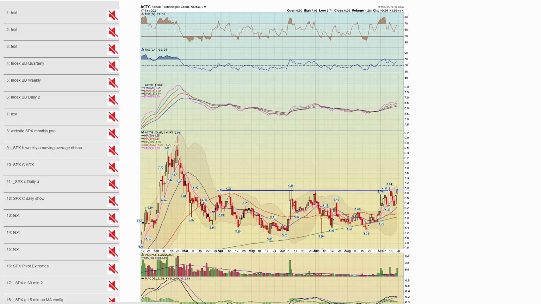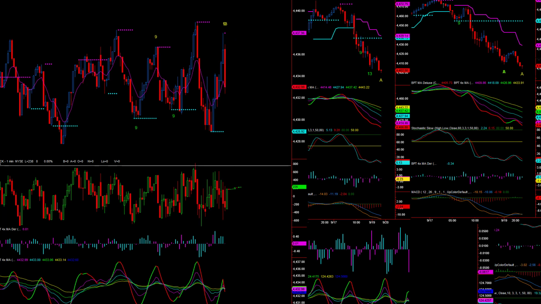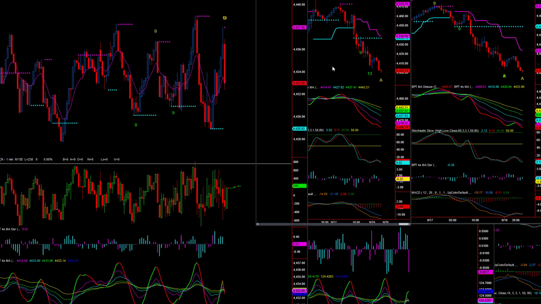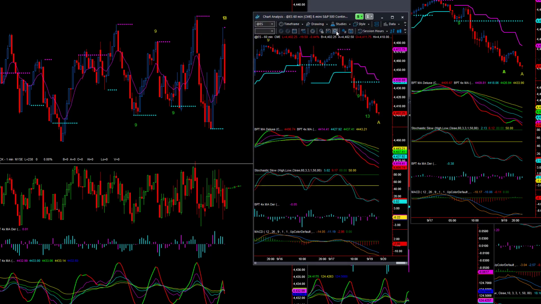Let's take a look at futures here real quick. It's not the right chart. Okay, so there's a lot of charts on here, guys. But anyway, this is the ES futures, currently down 20 points. So futures are negative.